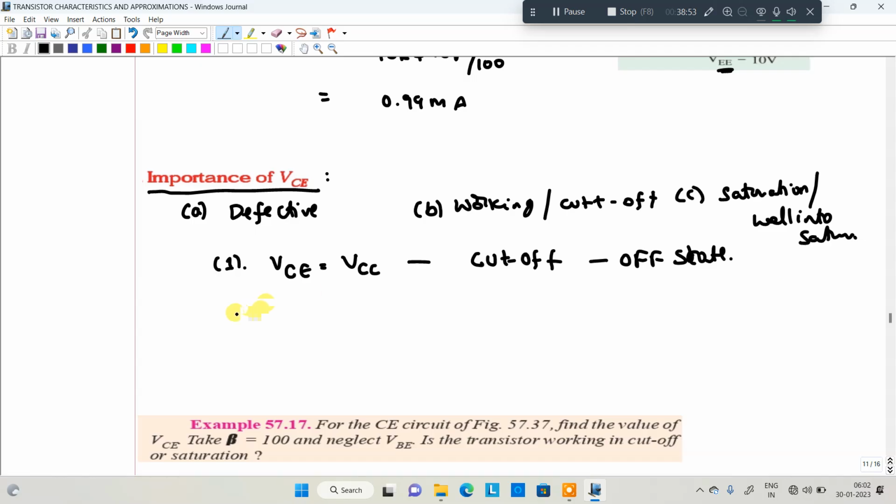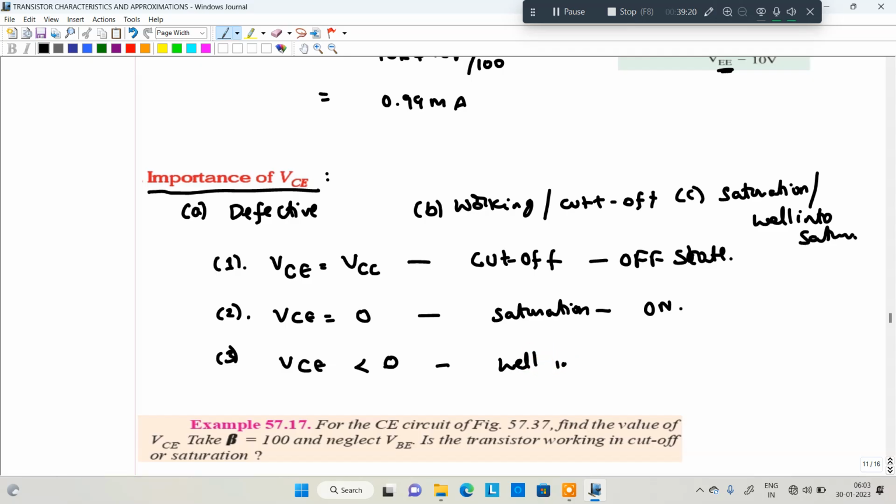The second thing, for example, VCE is equal to 0, that is a case of saturation. That means it is a turn on state. Third one, VCE is negative, less than 0. It is negative, so it is well into saturation. Okay, these are the 3 conditions we have to identify.